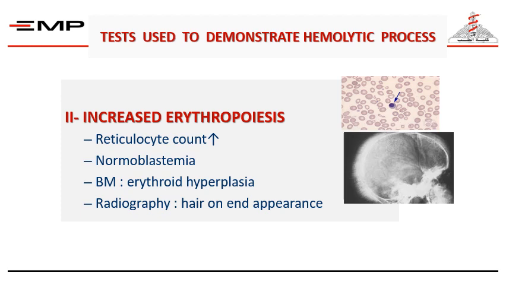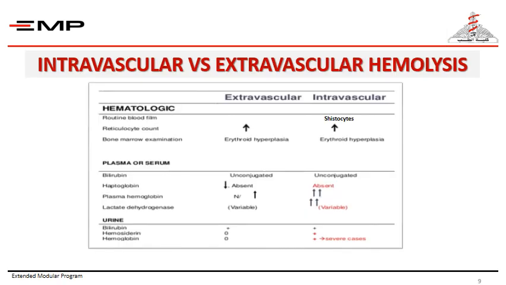Bone marrow reveals erythroid hyperplasia, and there is expansion of the bone marrow space, showing what's called the hair-on-end appearance in the skull. Widening erythropoiesis in the bone marrow in the skull results in widening of the diploic space between the inner and outer table, and we get what we call the hair-on-end appearance on plain X-ray of the skull. This table I will explain in the face-to-face session.